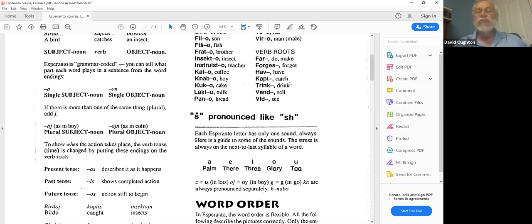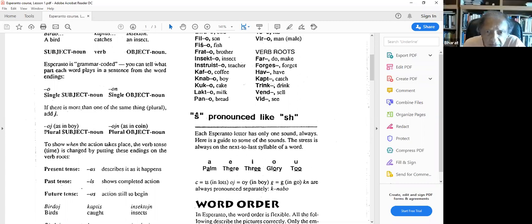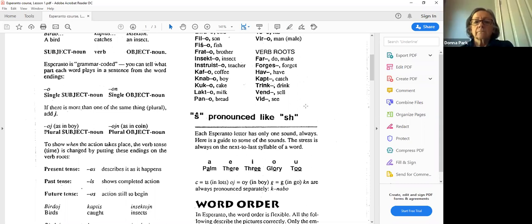Me trinkas would be I drink. Trink is very close to drink in English. And then me trinkis would be I drank, and me trinkos would be I will drink. And then vend, just think of a vending machine, to sell something. Me vendas, me vendis, me vendos. I sell, I sold, I will sell.